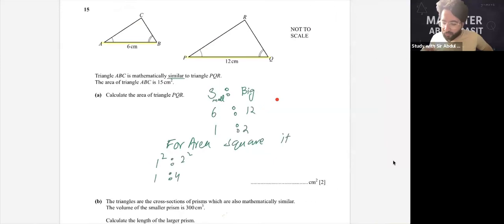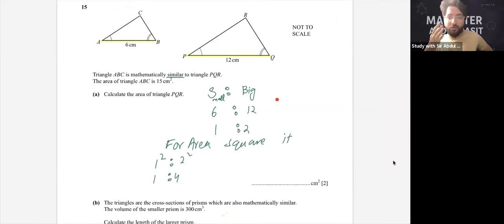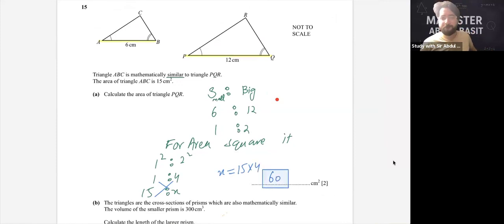So the area of the triangle ABC, the smaller one, is given, which is 15. That is equal to x. So cross multiply. So x is equal to 15 times 4, which is equal to 60. That's the answer.